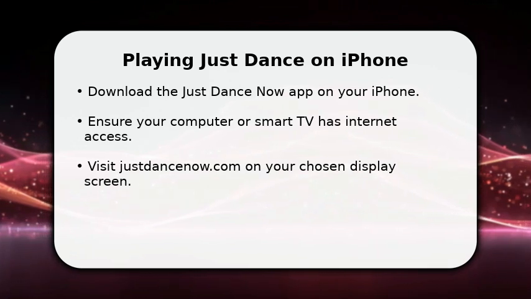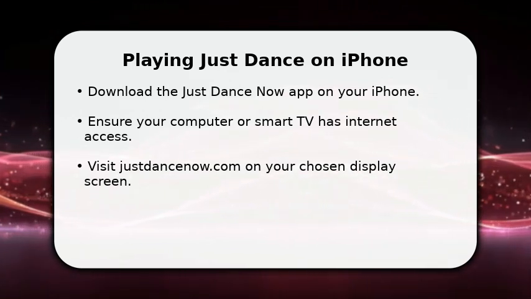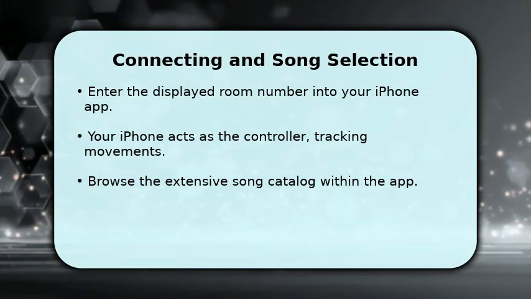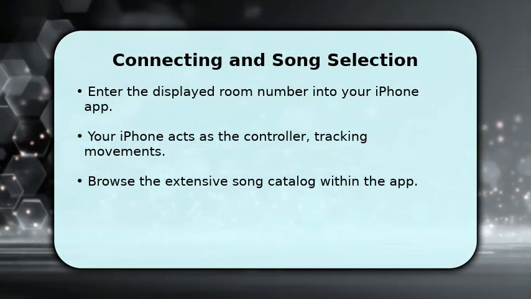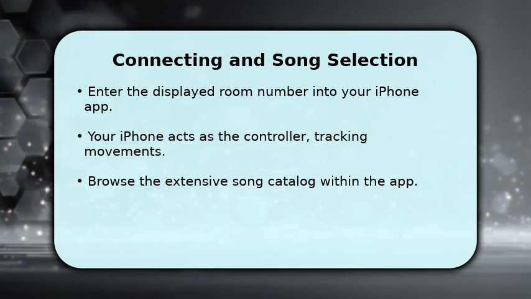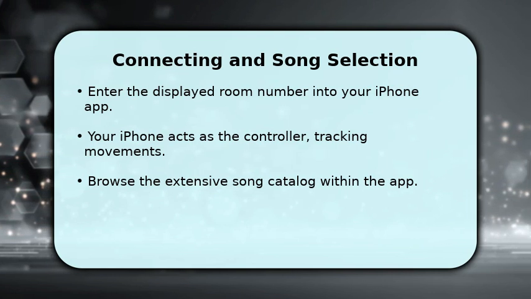You will see a unique room number displayed on your screen. This number is crucial for connecting your phone. Once you have the room number, open the Just Dance Now app on your iPhone and enter the code. Your iPhone will then become your motion controller, tracking your dance moves in real time.